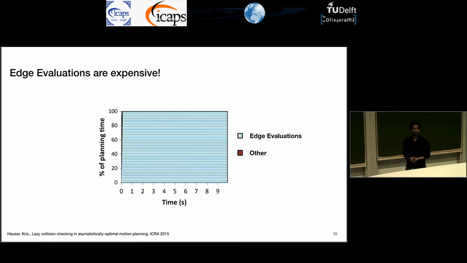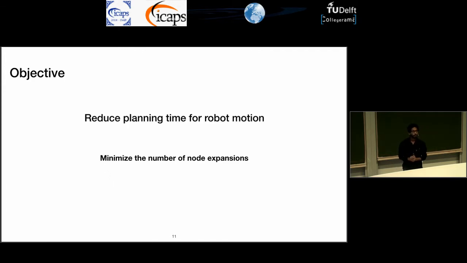And it has been previously shown that edge evaluations are expensive in roadmap-based planners. This is from Chris Hauser's work, where he shows that edge evaluations are a dominant factor in the planning time. So most of it is edge evaluations. So maybe what we want to minimize is not necessarily the number of node expansions like A-star does, but we want to minimize the number of edge evaluations.